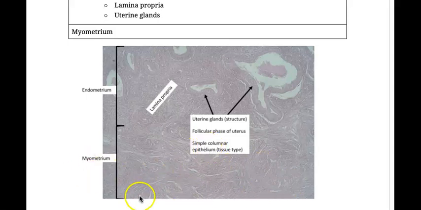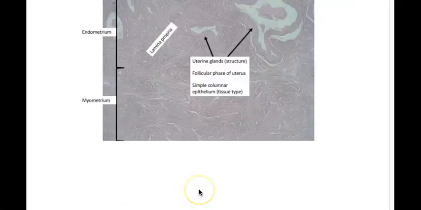You know you are in myometrium when you do not see these glands. If you see these glands, endometrium. No glands, see how it's kind of solid? Myometrium.